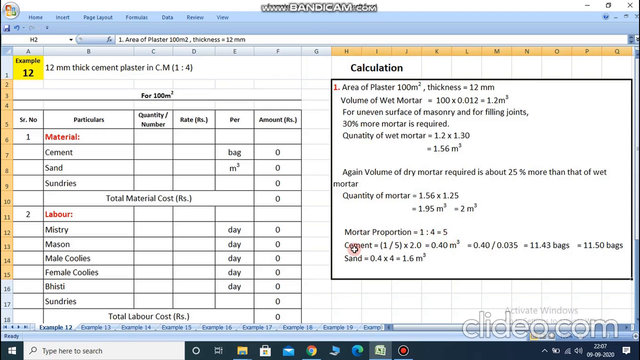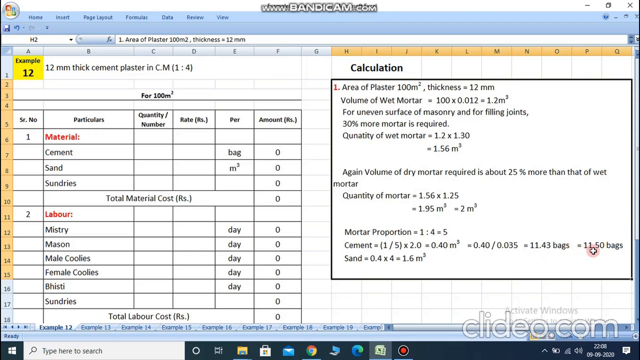Now first we find out the cement quantity. So cement quantity is one part of cement divided by 5, where 5 is the summation of the ratio values, and multiply by 2, because we calculate the quantity of mortar as 2 meter cube for 100 meter square plaster work. So 0.40 meter cube of cement quantity is required, but here we calculate cement in the form of bags. So 0.40 divided by 0.035, where 0.035 is the volume of one bag of cement. The answer we got is 11.43 bags in total.